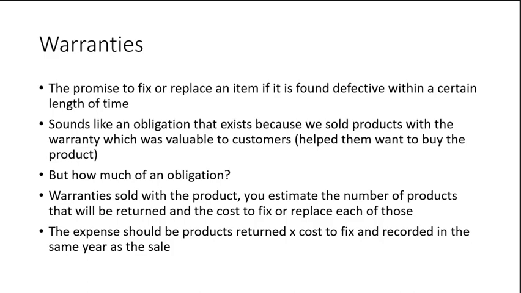Okay? But they are sold at the same time. These types of warranties we're talking about now are embedded. They're sold with the product. They just go along with it. You didn't have to sign anything extra. You didn't have to pay any extra. Okay? So the company that sold the product to you with the warranty embedded is going to estimate the number of products that will be returned. So it may be 2%, 5%, 10% of the products sold, and the cost to fix them.